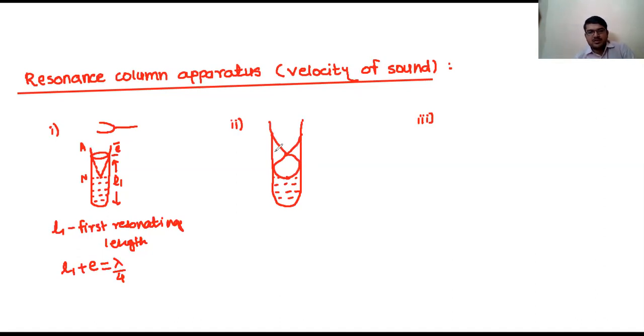So here it is node. Here it is node, okay, at this point, and here it is antinode. So here also antinode. So from this point to this point is again end correction, and let us suppose this is L2. L2 is what? Second resonating length. L2 means complete.